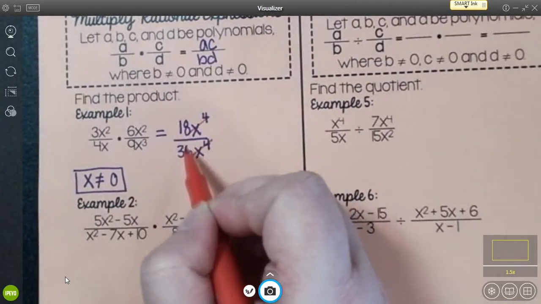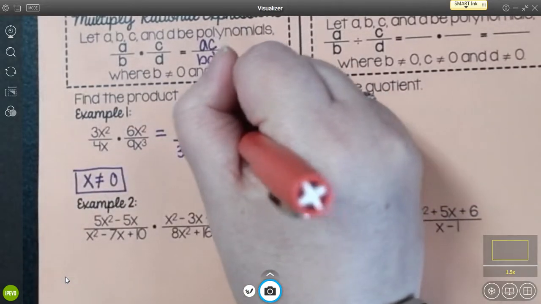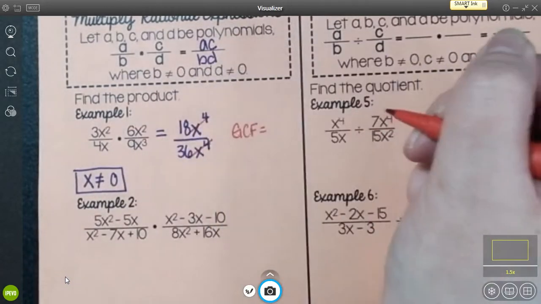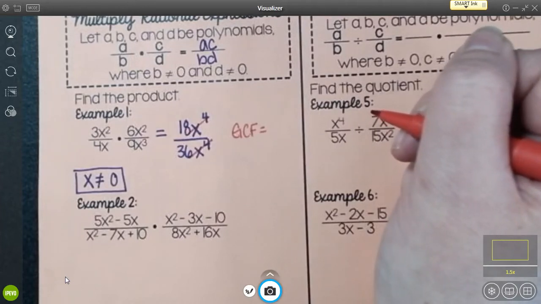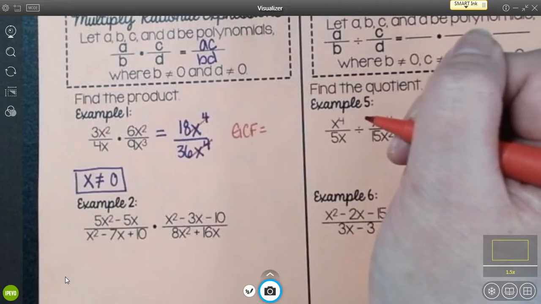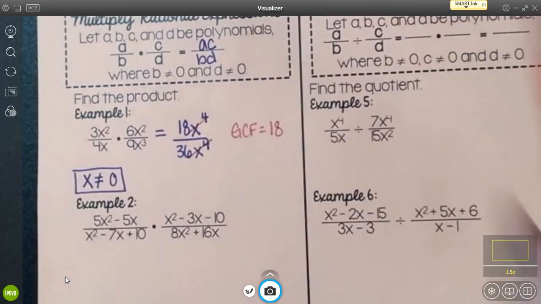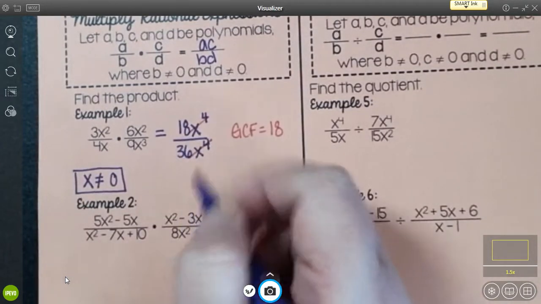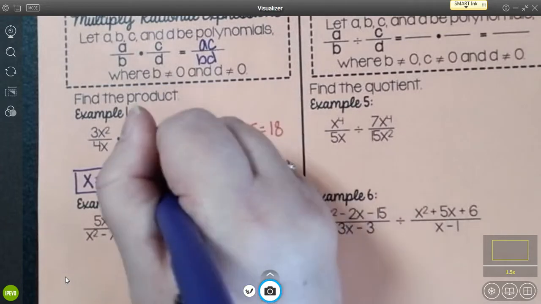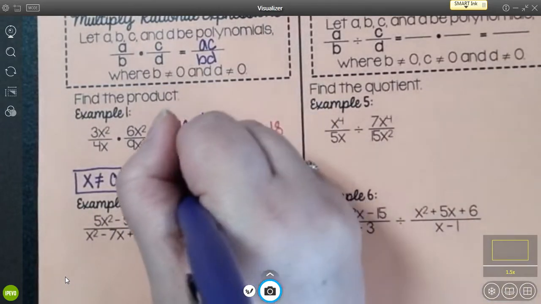And then what about 18 and 36? Do they have a common factor? Nine is a common factor. 6 is a common factor. What is the greatest common factor? 18. Good. So if we simplify top and bottom by 18, what's left over on top? 1. And what's left over on the bottom? 2.